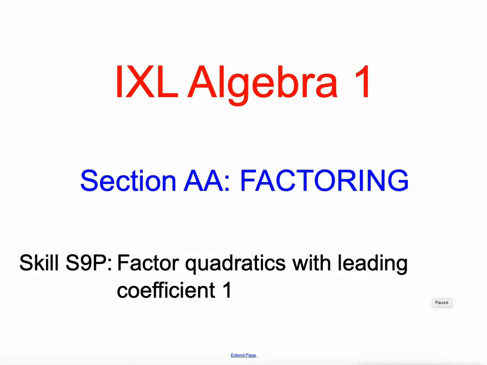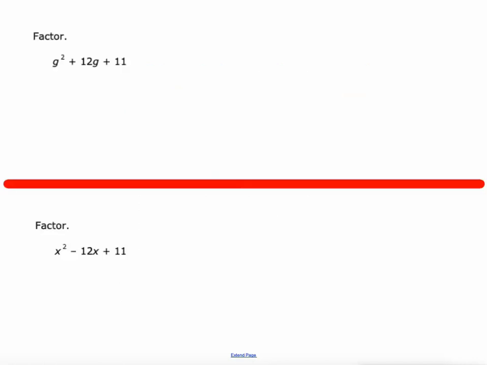Today we're working through section AA of IXL's Algebra 1 skills, factoring quadratics when the lead coefficient is 1. Definitely easier when the lead coefficient is 1. So here I've got two examples. They're very similar to each other, and I'll illustrate how in just a second. So we're given a trinomial. That's kind of like the area of a rectangle. So I'm going to draw this rectangle diagram.